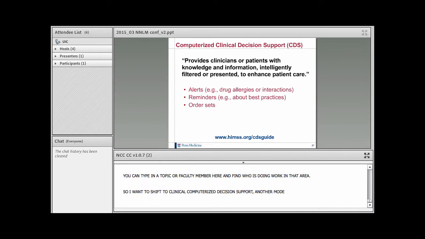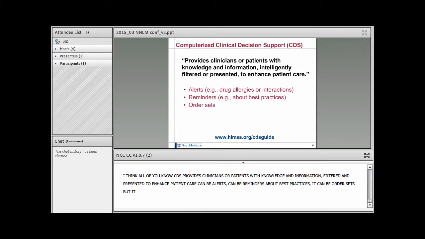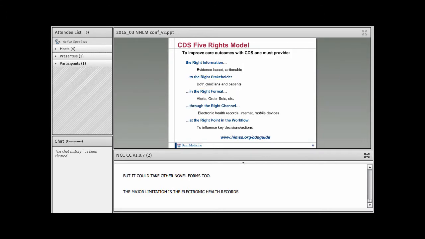I think all of you know CDS provides clinicians or patients with knowledge and information filtered and presented to enhance patient care. It can be alerts, can be reminders about best practices, it can be order sets, but it could take a lot of other novel forms too. And usually the major limitation is the electronic health record software. It's not necessarily people's imaginations.